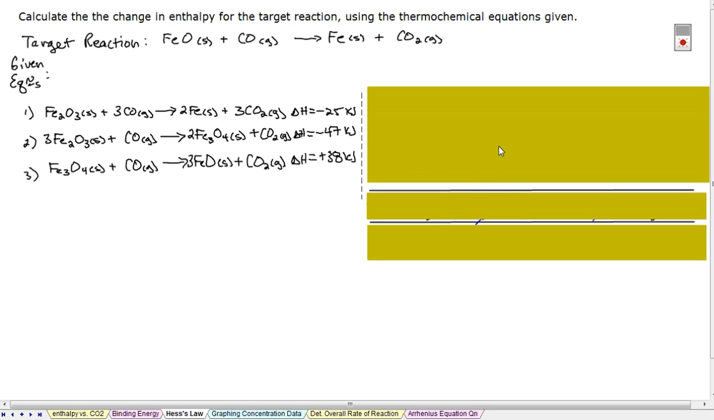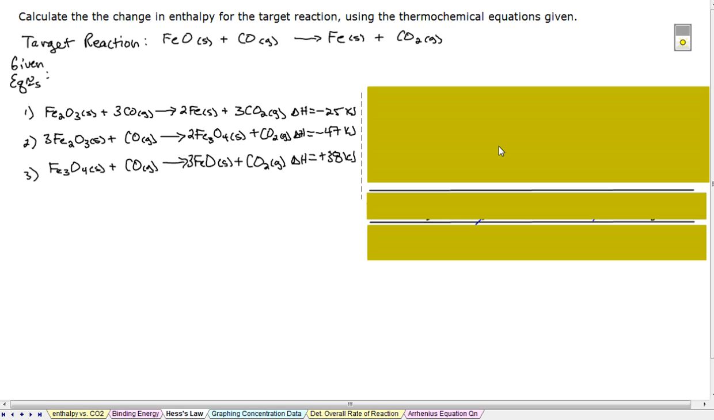Okay, this lesson is on how to calculate the change in enthalpy for a target reaction using different thermochemical equations given to you. What Hess's Law tells us is that we can approach determining enthalpy for a reaction two different ways. We can use different thermochemical equations and manipulate them so that we can cancel things out and get to our target equation, or we can use the sum of the heats of formation.